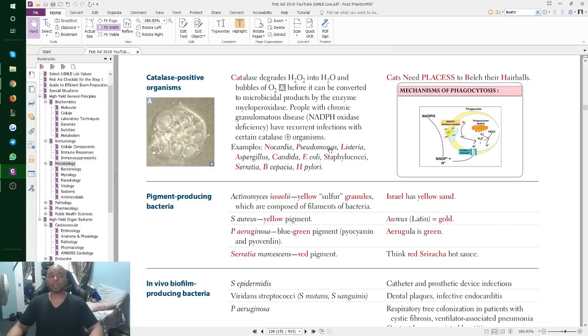That includes Nocardia, Pseudomonas, Listeria, Aspergillus, Candida, E. coli, Staphylococci, Serratia, B. cepacia, and H. pylori. So that's really bad, right? You're already very susceptible now to a lot of bugs that you're supposed to be alright against. You're not supposed to be getting these infections.